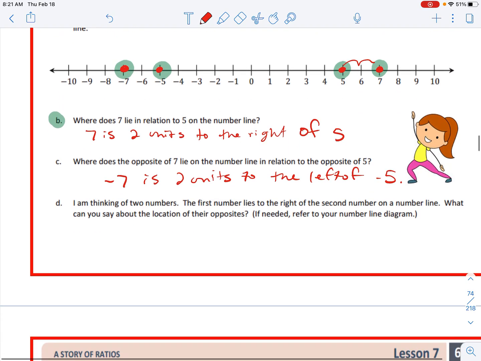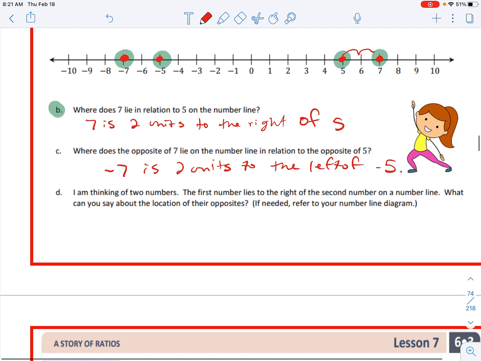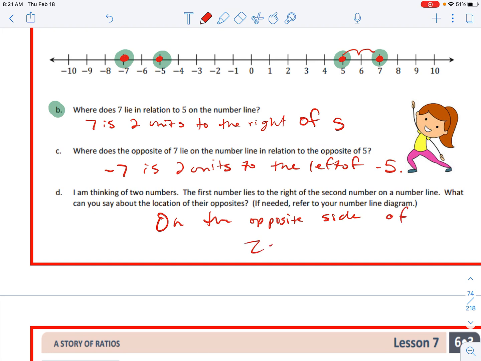Okay, and then letter D says, I am thinking of 2 numbers. The first number lies to the right of the second number on the number line. What can you say about the location of their opposites? Okay, so they would be on the opposite side of 0. Okay?